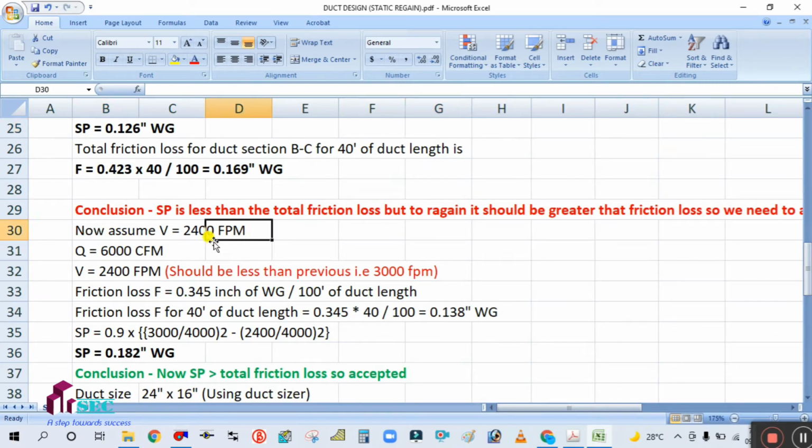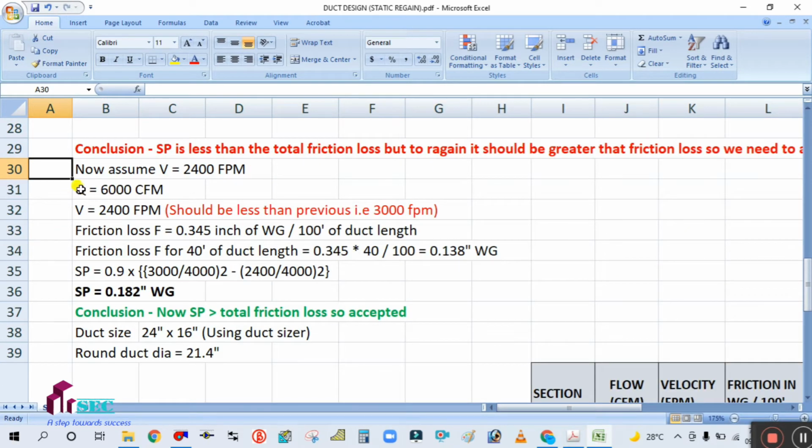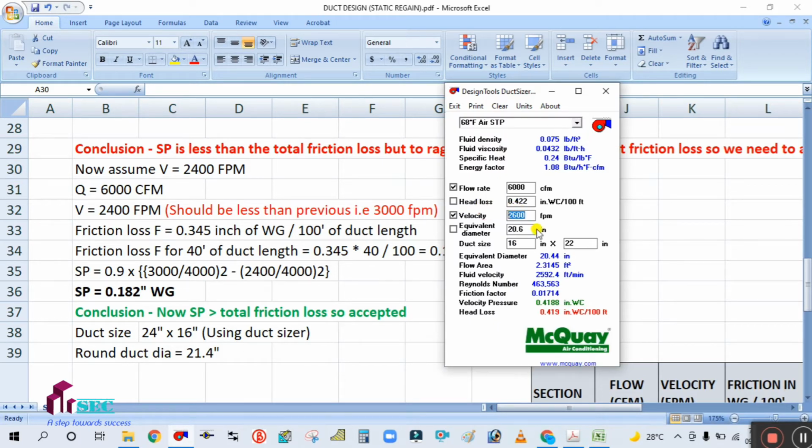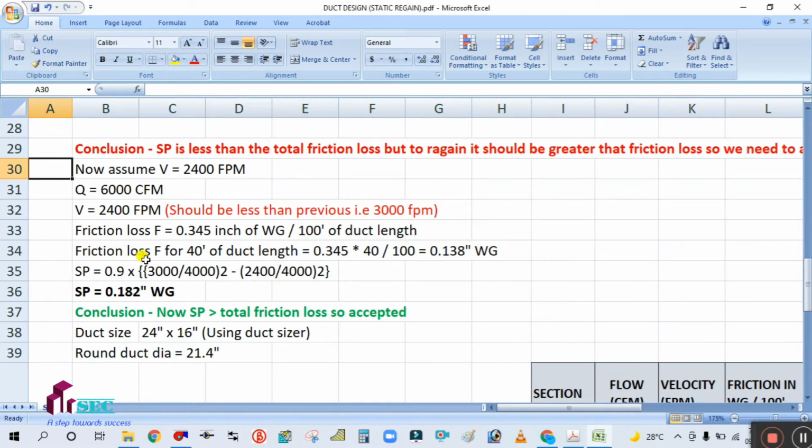So now we are assuming 2400 feet per minute velocity, and Q is equal to 6000. I put this value in and simply change the velocity to 2400 feet per minute. You can see here the duct size is 16 inch by 24 inch, and the friction loss is 0.345 inches of water gauge per 100 feet of duct length. For 40 feet, you again multiply by 40 divided by 100, so we get 0.138 inches of water gauge.